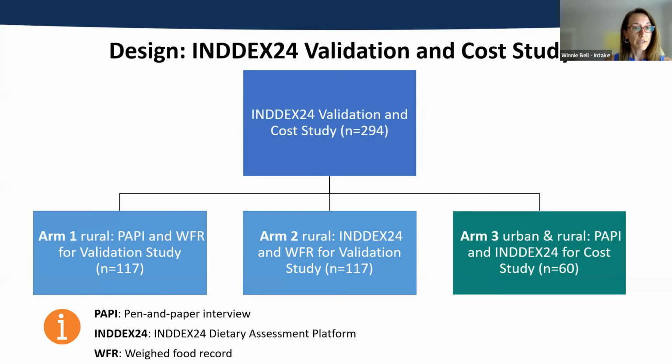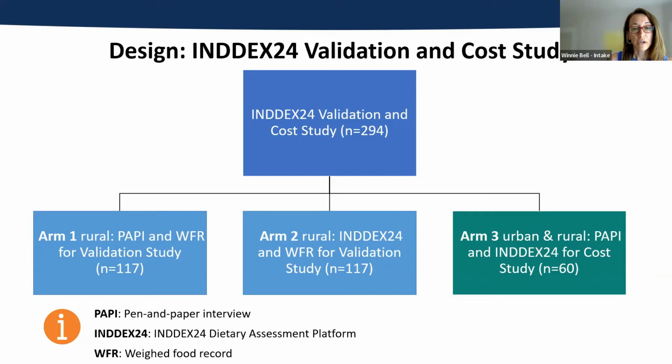So just in brief, the design of the study: in arm 1 and arm 2, we randomized respondents to be administered the 24-hour recall either with pen and paper or with Index 24. And each of these groups of respondents received a weighed food record enumerator the day before the 24-hour recall to collect information on what they consumed.